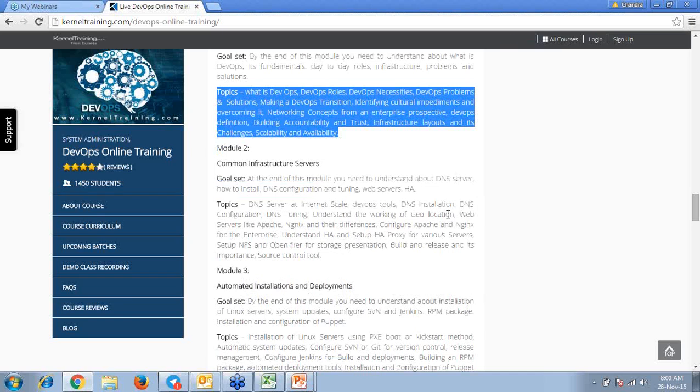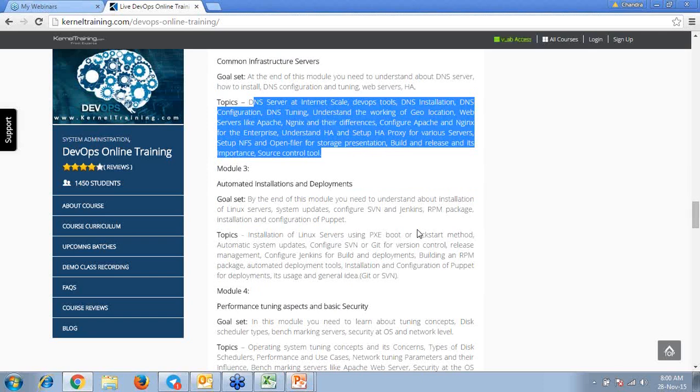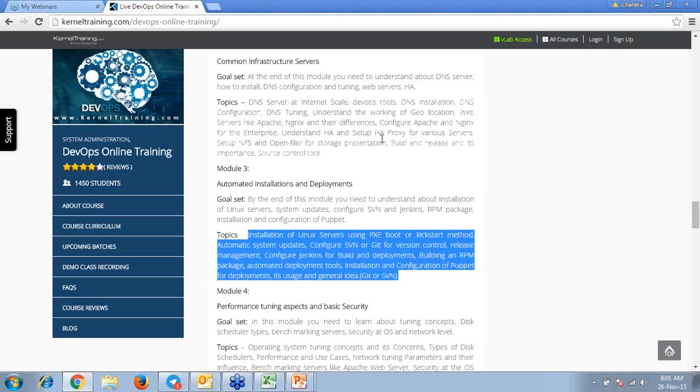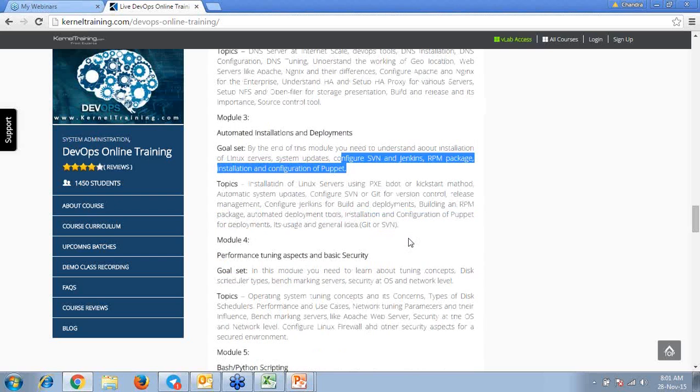Common infrastructure. The end of the DNS. Okay, so these will be the infrastructure servers that you need to know about in networking, because when you're going to be a DevOps person, you should actually have knowledge of DNS. And about SVN and Jenkins, RPM package installation, configuration of Puppet. Okay, those topics are also nice and good.